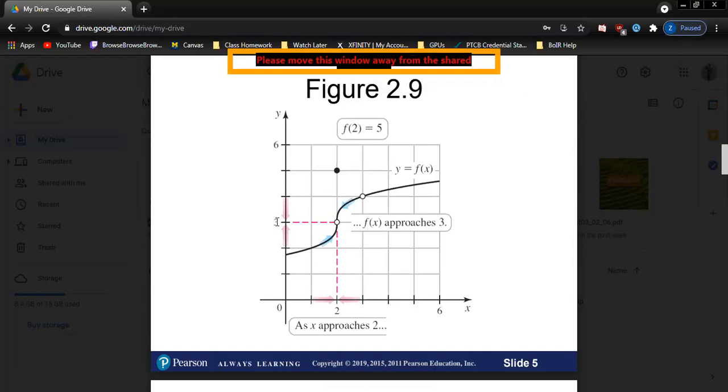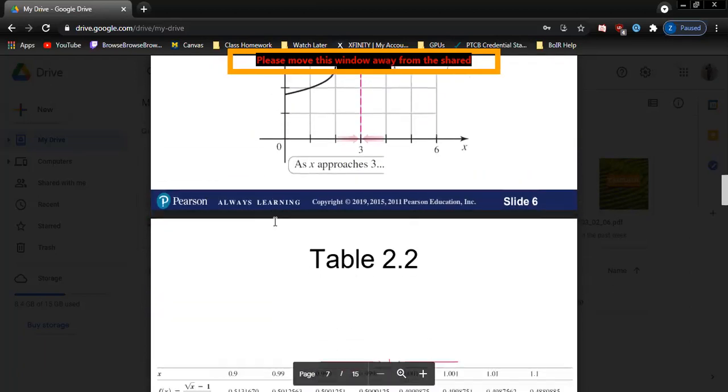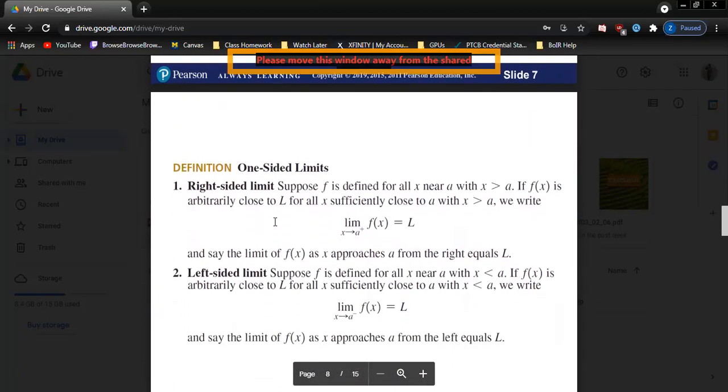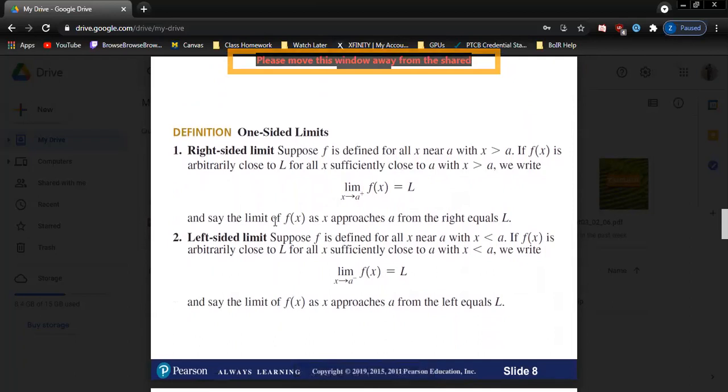Okay, now why do you need this? For that, I want you to see that definition first. Okay, and we'll come back to the graph again. So the right-hand limit: if f is defined for all x near a with x greater than a, and f of x is arbitrarily close to L for all x sufficiently close to a with x greater than a, we write limit x tends to a plus. This plus means you are approaching from the right.